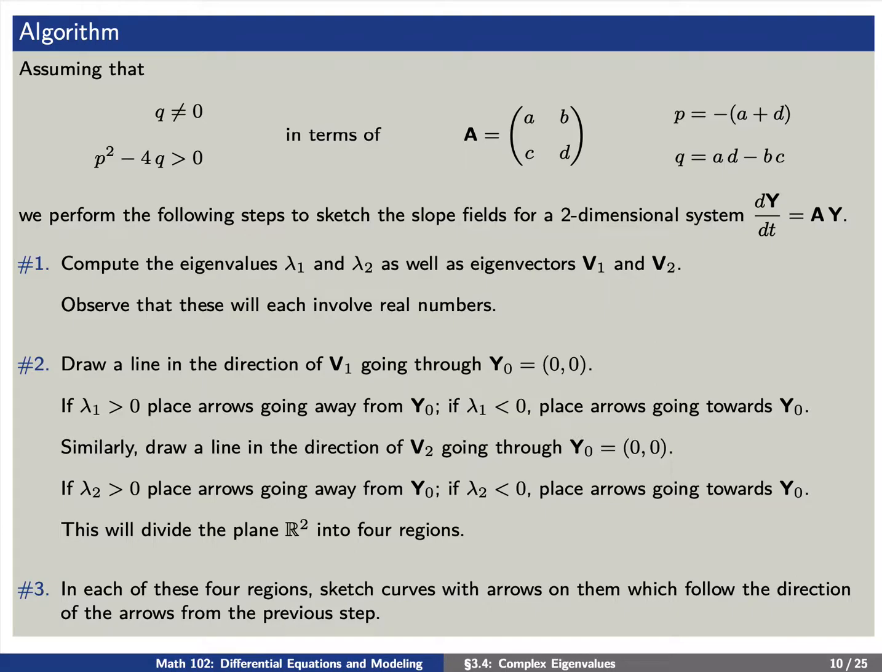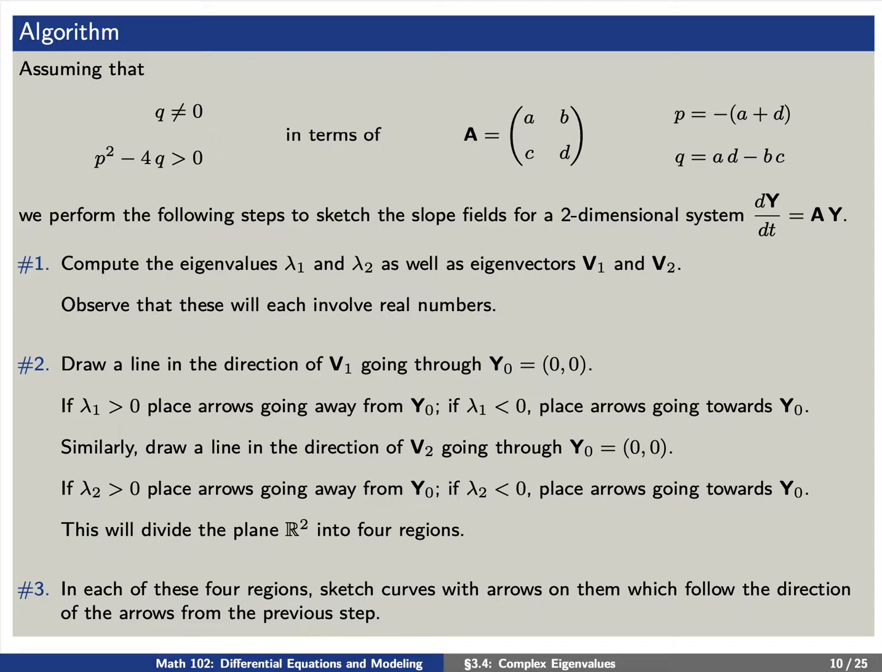We can use all of this to write down an algorithm that will help us to sketch the slope fields for a two-dimensional system. Step number 1, compute the eigenvalues lambda 1 and lambda 2, as well as the eigenvectors v sub 1 and v sub 2. Second, we'll draw a line in the direction of our eigenvectors v sub 1 and v sub 2 going through the origin, our equilibrium point.